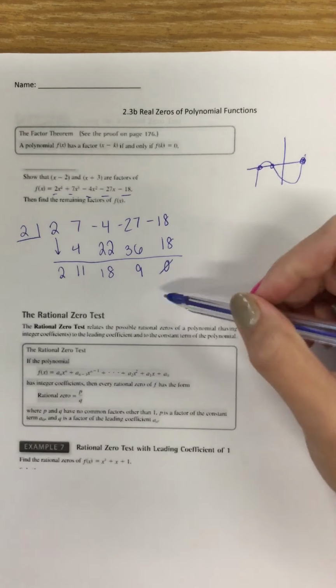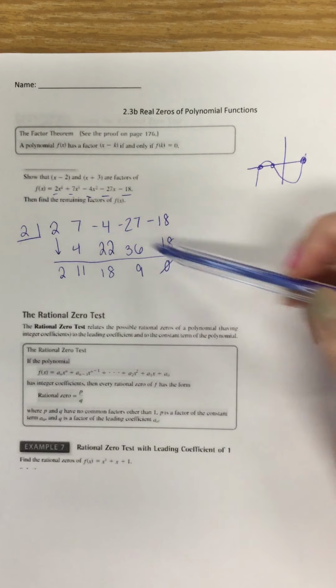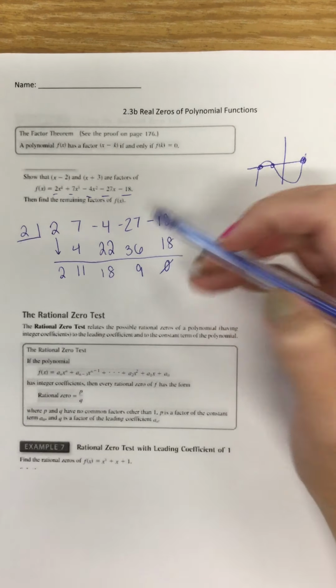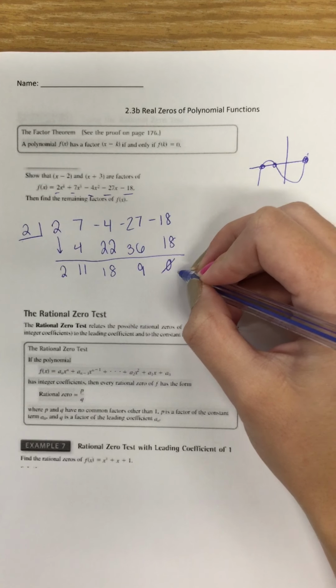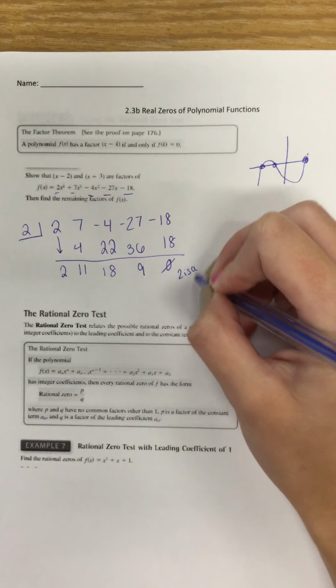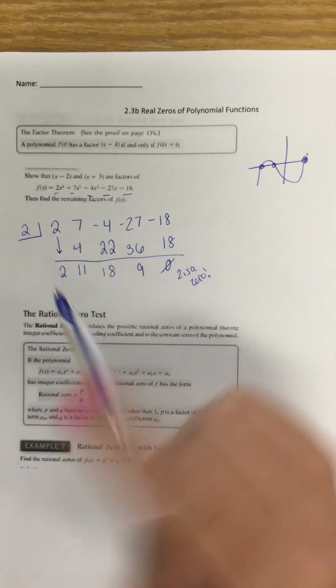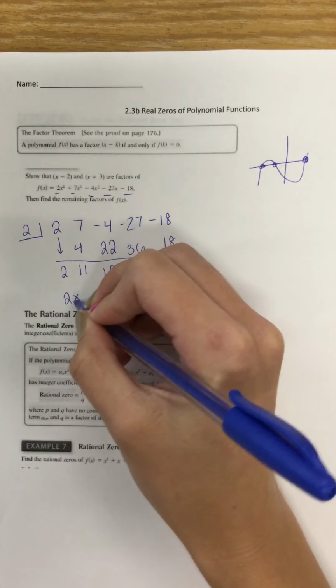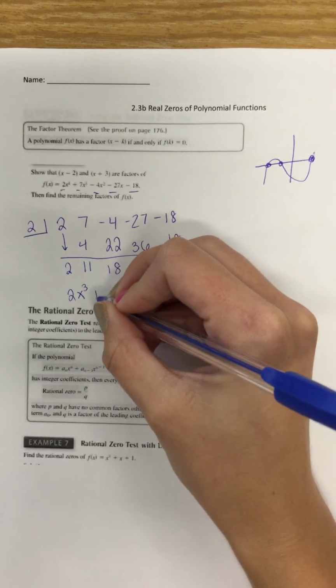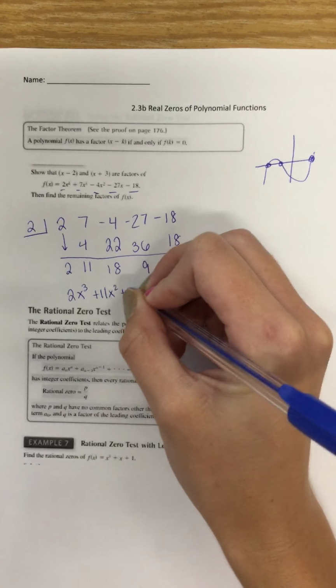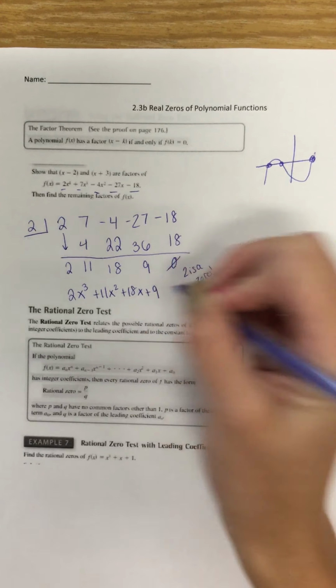Whatever number we get here as our remainder is the value of that point. So if we get 0, we know that this is a 0. So 2 is a 0. Great. But now it still wants us to continue, so when we divided this we could simplify it: 2x cubed, since we started with x to the 4th. We're going to go down a power. This is what we get.